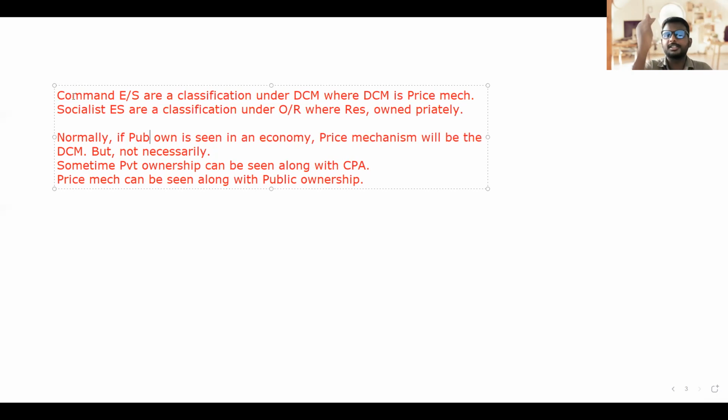Command economic system is a classification under decision coordinating mechanism, where the decision coordinating mechanism is central planning authority, or we call it planned mechanism. Socialist economic system now is a classification under ownership of resources, where resources are owned publicly. Normally, when public ownership is there in a country, you will be seeing central planning authority making the decisions, but not necessarily. There can be a mix and match going on.